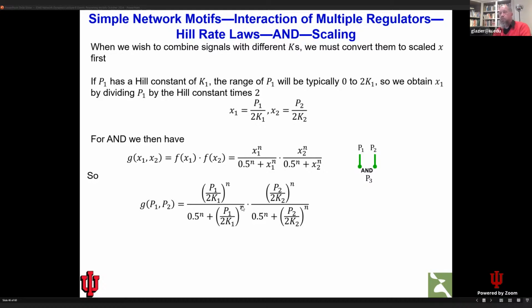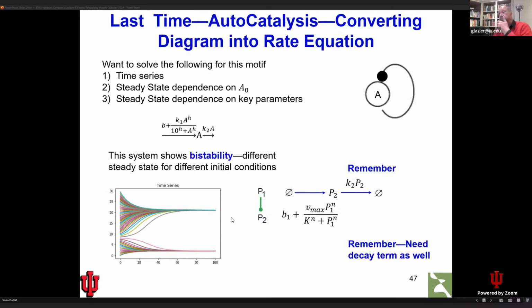And so if we want to combine P1 and P2, we get these scaled forms like this. And this allows us to combine things that don't have the same value of K. Okay. So again, we did this in the simple case last time.